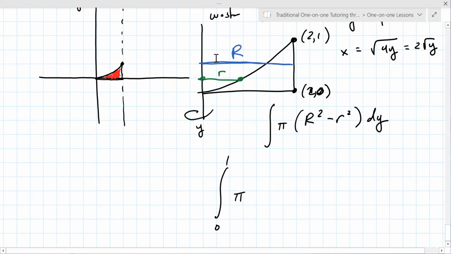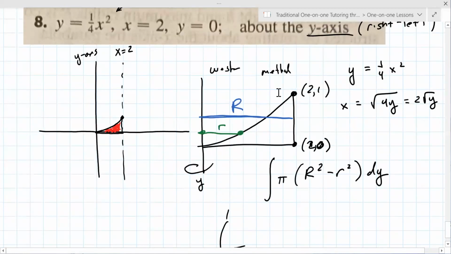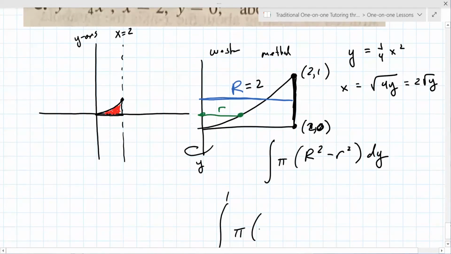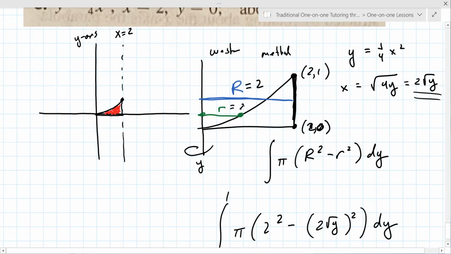So big R, in this case, and sometimes you write it there, big R is 2. It's always 2. It doesn't matter where you are, your big R is always 2. Your distance from the y-axis to this line is always 2. So that's 2 squared minus, now little r changes. Little r is this function here. It's 2 square root y. Little r is 2 square root y.